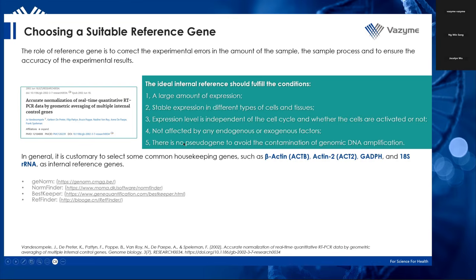And then next is that there are no pseudogenes, to avoid contamination of genomic DNA amplification. A pseudogene is usually produced as an RNA, but it's not an actual gene. It does something else, okay, that I will not talk too deeply into on this webinar. In general, it is customary to select some common housekeeping genes. These are the genes that have been verified across different sample types. The first is beta-actin, and then there are actin-2, GADPH, and ATN's rRNA. These all serve as standard internal reference genes.